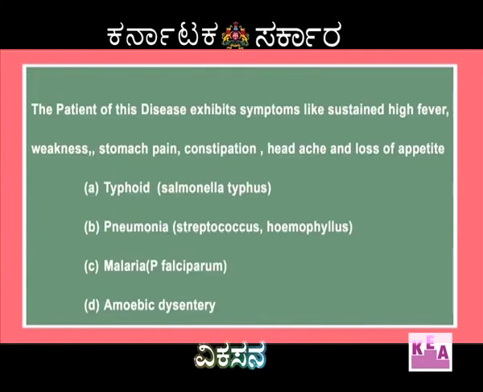Let me come to the question. The patient of this disease exhibits symptoms like sustained high fever, weakness, stomach pain, constipation, headache and loss of appetite. The options given are A, typhoid, B, pneumonia, C, malaria, D, amoebic dysentery. So, let me look into the symptoms.